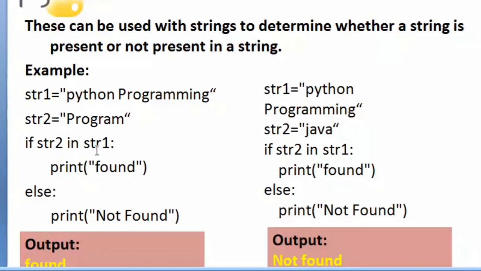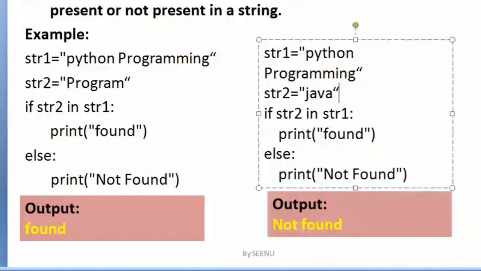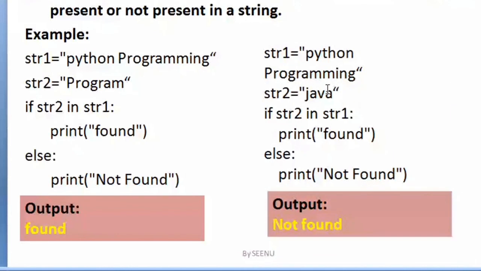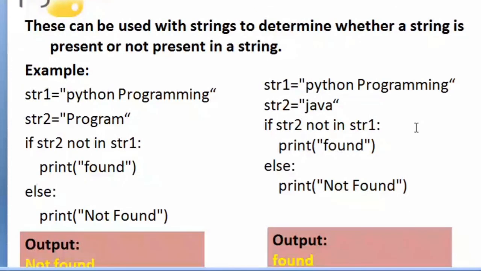Now I'm checking whether Java is there in the Python programming string or not. Java is not there, so this in will return false and it will go to the else, where I'm saying not found. So it will print not found on the screen. Is this program clear to everybody? Yes, ma'am. Not in will return true if it is not found.